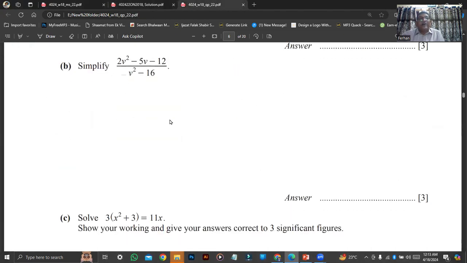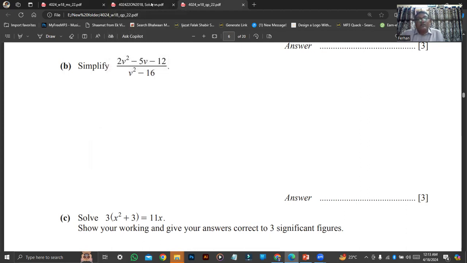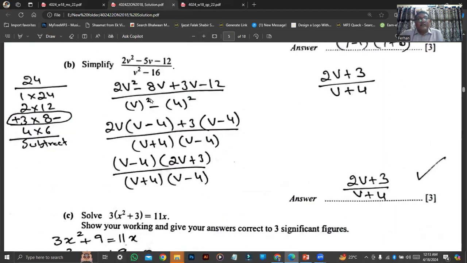Question number 3, B part. Here we have simplify. We have a fraction. In the numerator, we have 2v square minus 5v minus 12, and in the denominator, you have v square minus 16. You know 16 is a perfect square, and v square is also a perfect square. This is v square minus 4 square. And for the upper part, I will do the mid-term breaking. I will multiply the extreme terms, then I will write its factors. So you can see here.